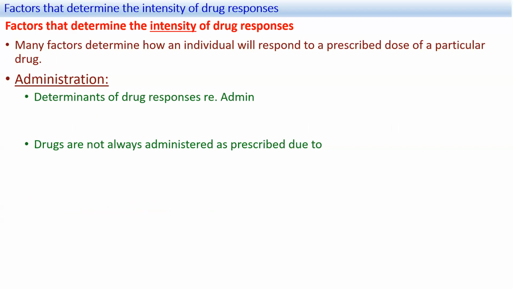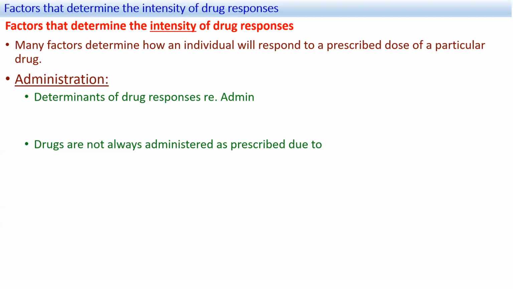Factors that determine the intensity of drug responses. Many factors determine how an individual will respond to a prescribed dose of a particular drug, how our body will respond to it. It starts with administration. First of all, we will prepare the drug, or it comes mixed or prepared, so we have to have the drug ready to be given. So we'll administer the drug.